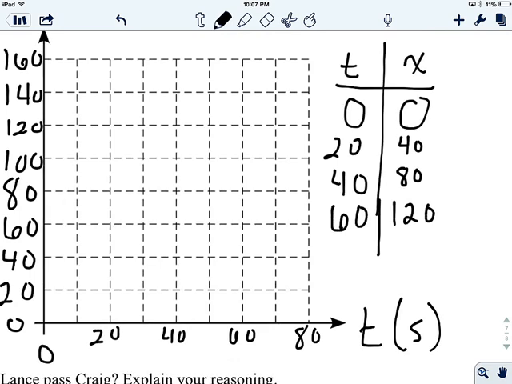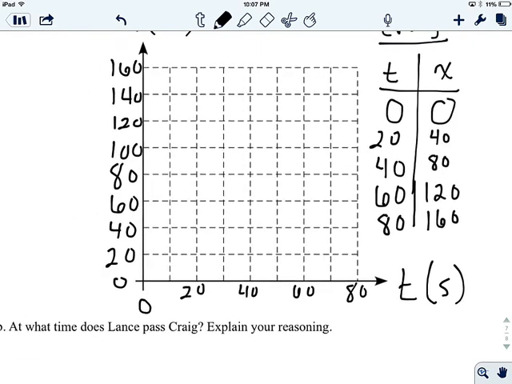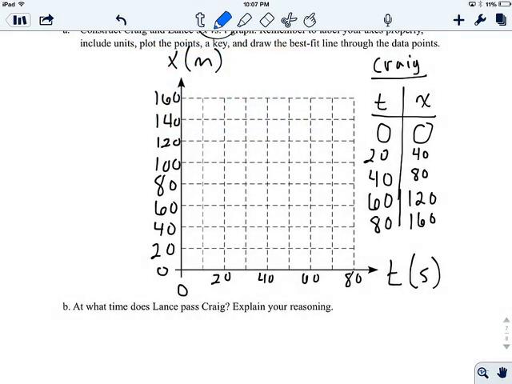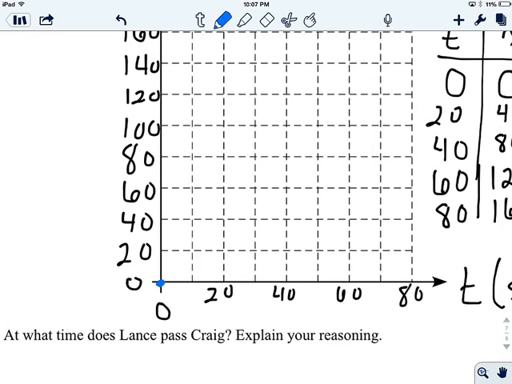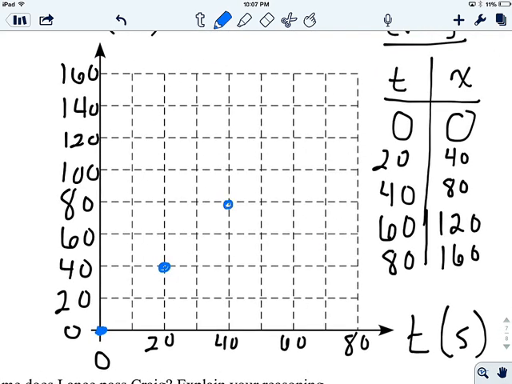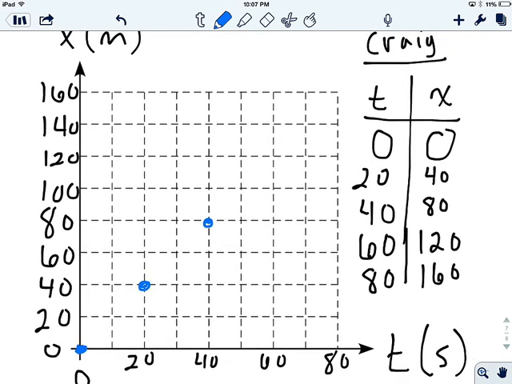All right, and then the last one is 80, so what's 120 plus another 40? Well, it's 160, and we see he made it to Casey. So let's plot his position now, okay? He starts off at 0, 0. Then he goes to 20, 40, 40, 80, 60, 120, 80, 160, and then we draw the line.